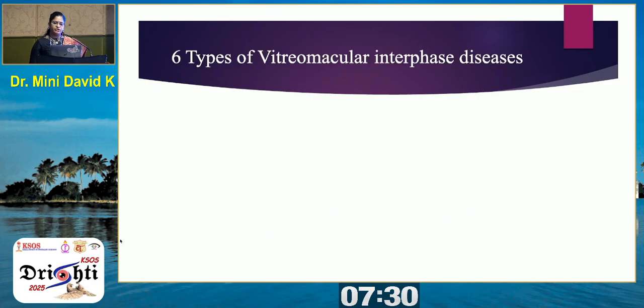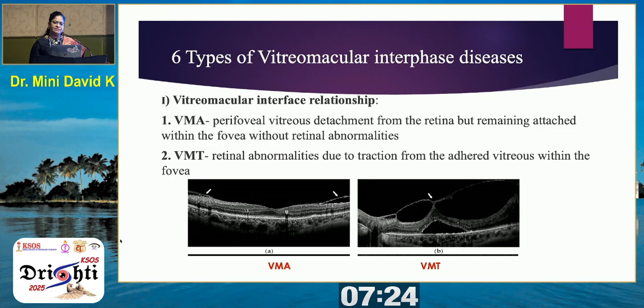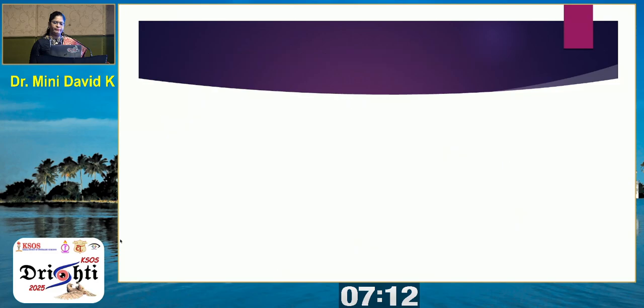There are mainly 6 types of vitreomacular interface diseases, depending on the vitreomacular interface relationship. It can be vitreomacular adhesion and vitreomacular traction. VMA is the perifoveal vitreous detachment from the retina but remaining attached within the fovea without retinal abnormalities. And VMT is the retinal abnormalities due to traction from the adhered vitreous within the fovea.